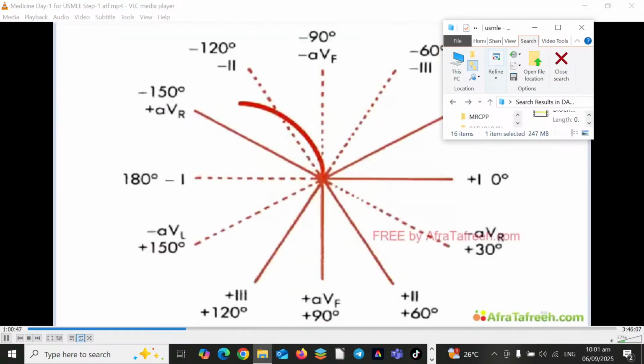So this is again to highlight what we are trying to say. If it is starting from AVR and going in the opposite direction, what should be the net electricity in AVR? Should it be a positive deflection or a negative deflection?